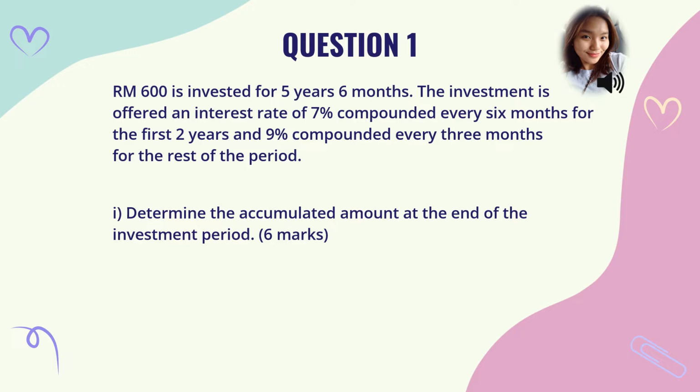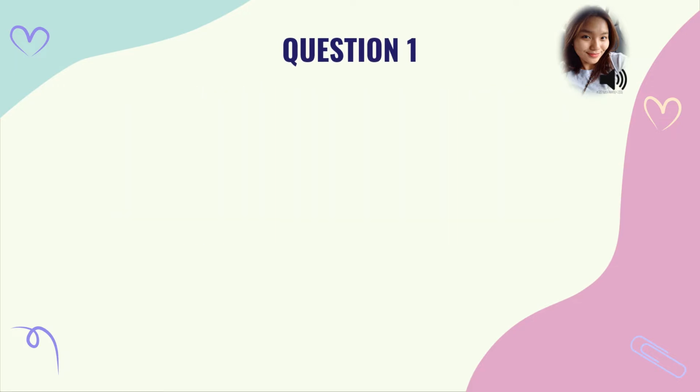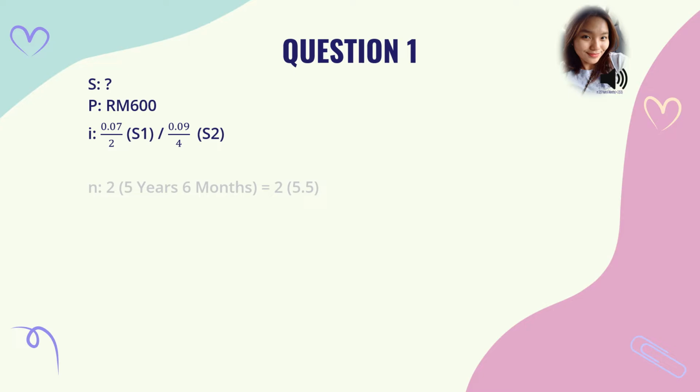In this question, accumulated amount refers to S, meaning this question wants us to find what is S. So in the passage, we can identify what is our P, what is our I, and what is our N, where P equals to RM600, I equals to 0.07 over 2. This, we will be using it in step 1, and in step 2, we will be using 0.09 over 4. And lastly, N equals to 2 bracket 5.5.